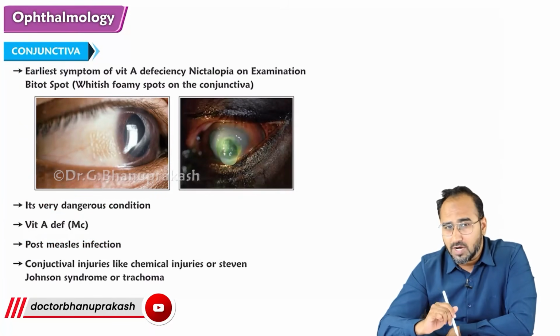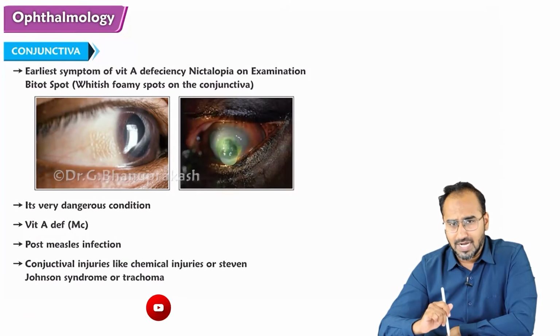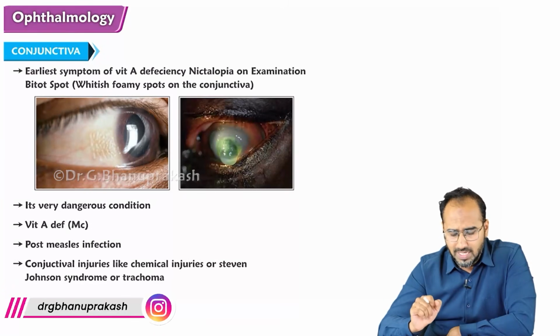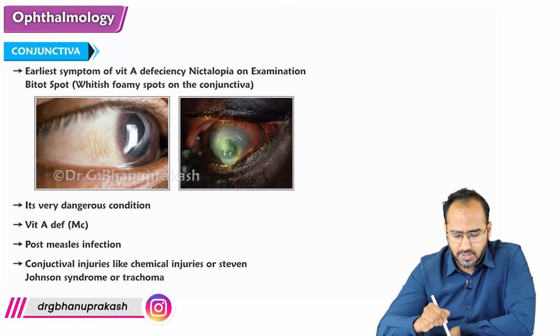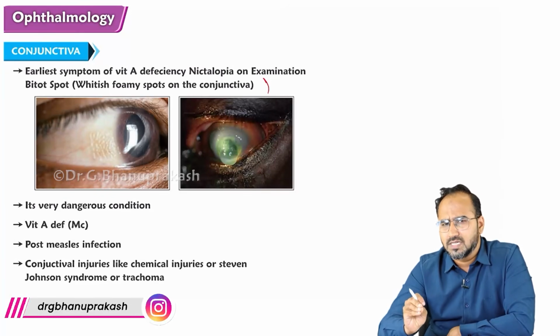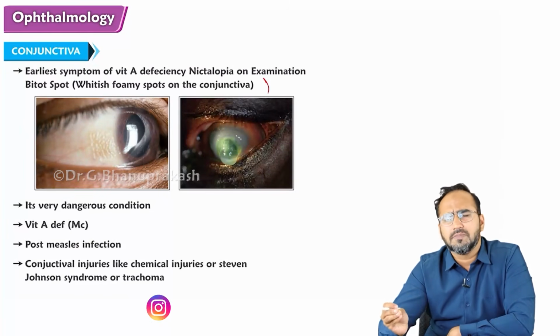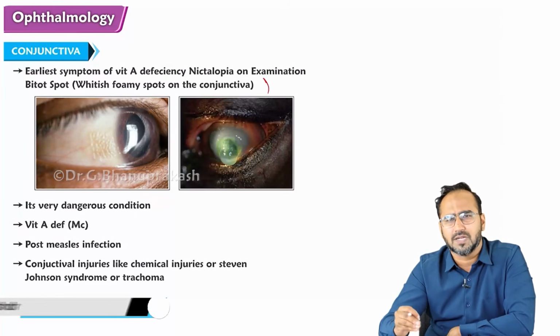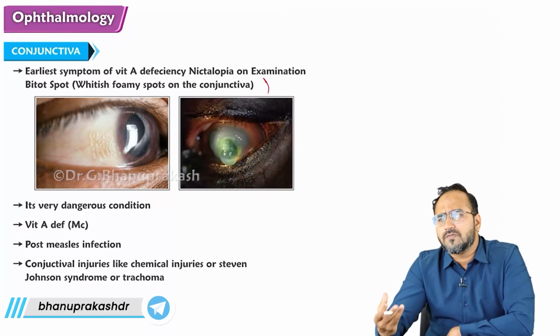But the symptom of vitamin A deficiency is nyctalopia. And on examination, you might see a whitish foamy deposit on the conjunctiva, which is called Bitot spot. We are discussing a few things about vitamin A deficiency, guys. Dry eyes can be caused by many reasons, but dry eyes caused by vitamin A deficiency is called xerophthalmia.